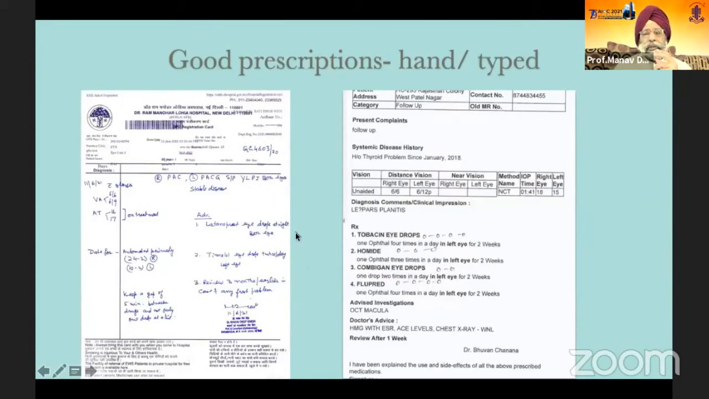So these are some good prescriptions. This is a typed prescription with all the instructions given appropriately, and similarly, this is a handwritten prescription of the same kind.